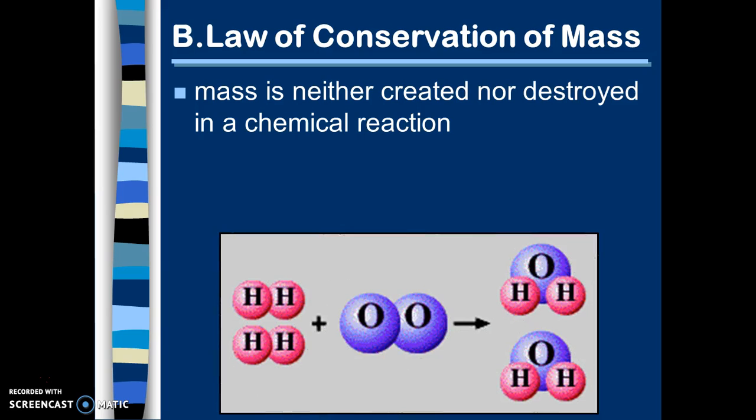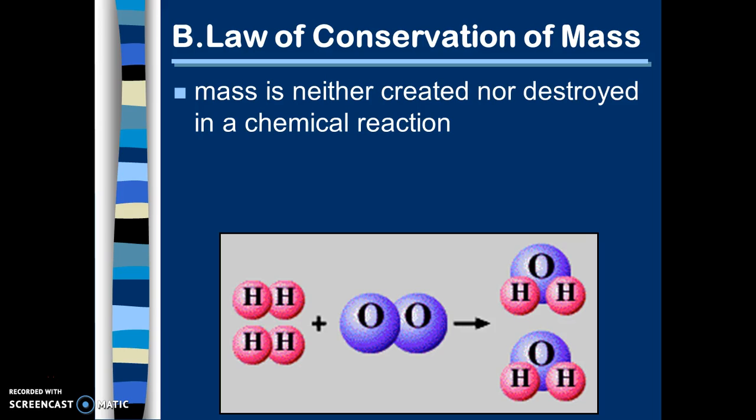The law of conservation of mass is something that we've talked about since the beginning of class, and really that you've talked about since you've started studying science in late elementary school. Basically it tells us that mass is neither created nor destroyed in a chemical reaction. So essentially we have to account for all of the atoms on the right side that we started with on the left side. We can't lose any atoms. We can't make any more atoms.